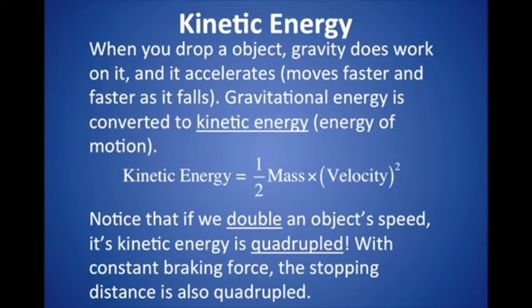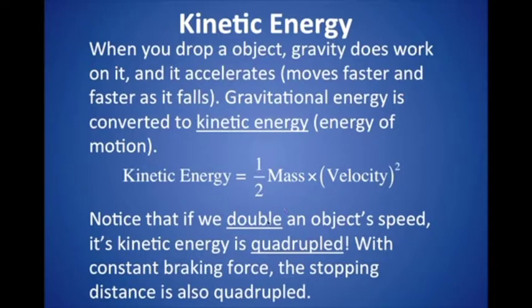When you drop an object, gravity does work on it and accelerates it downward, moving faster and faster as it falls. So the gravitational energy is converted to what we call kinetic energy. That's the energy of motion. The kinetic energy is defined as 1/2 mass multiplied by the velocity squared.